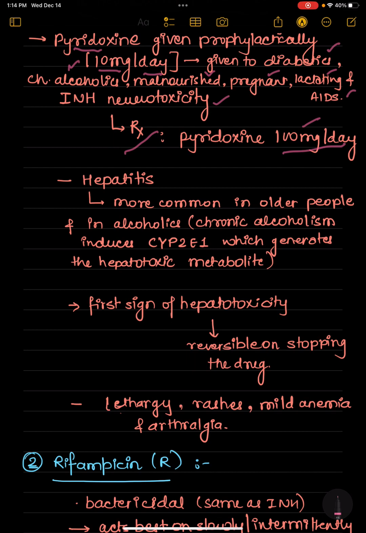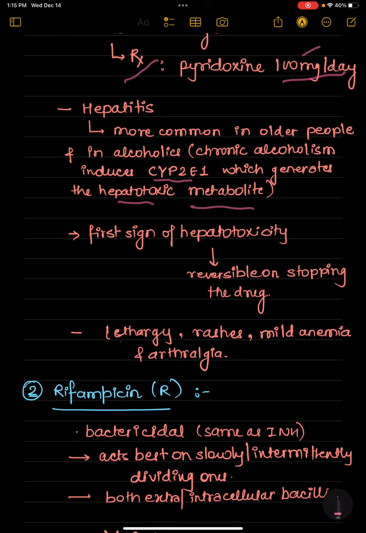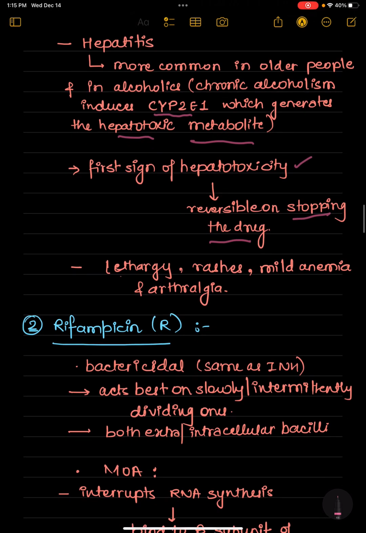The other adverse effect is hepatitis, which is more common in older people and in alcoholics because in chronic alcoholism there is induction of CYP2E1 which will generate the hepatotoxic metabolites. After the first sign of hepatotoxicity, we will stop the drug so that the changes can be reversible. The other adverse effects are lethargy, rashes, mild anemia, and arthralgia.